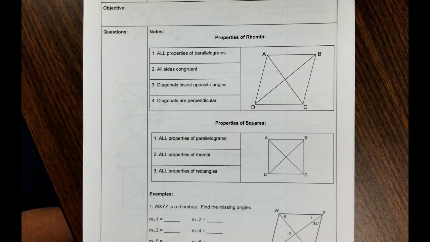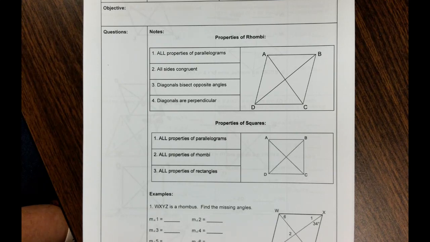Today we're going to continue talking about quadrilaterals. In particular, we're going to talk about special parallelograms, rhombuses, and squares. And we're going to see what additional qualities they have that make them more than just a plain old parallelogram.